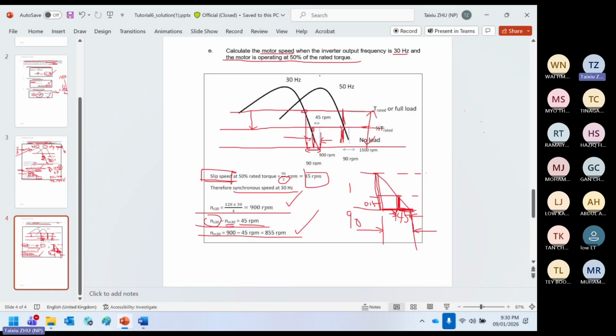Questions? You have to study this carefully, because you need it when you do questions or maybe tests.